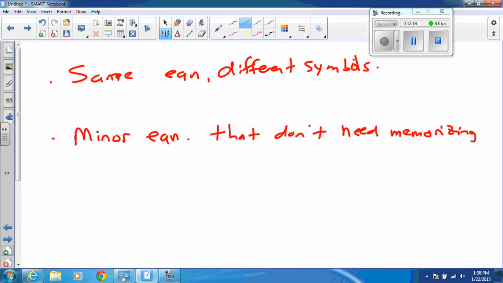So, minor equations that don't need memorizing, and here's what I mean. What I try to do with my teaching is I try to teach big ideas that will solve a wide variety of problems, right? So in the forces chapter, what is the big idea? That's it. Newton's second law. And to get there, what's our tool of choice? Free body diagram. That's it. And so from my perspective, if you start with the free body diagram and you apply Newton's laws, then you get there.